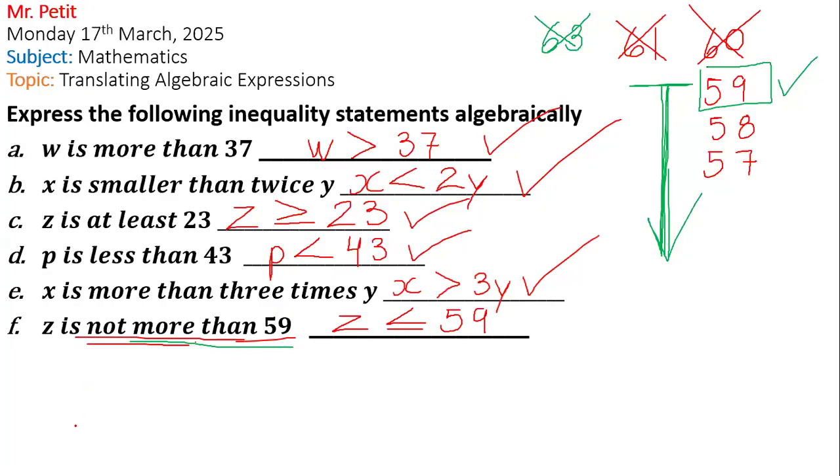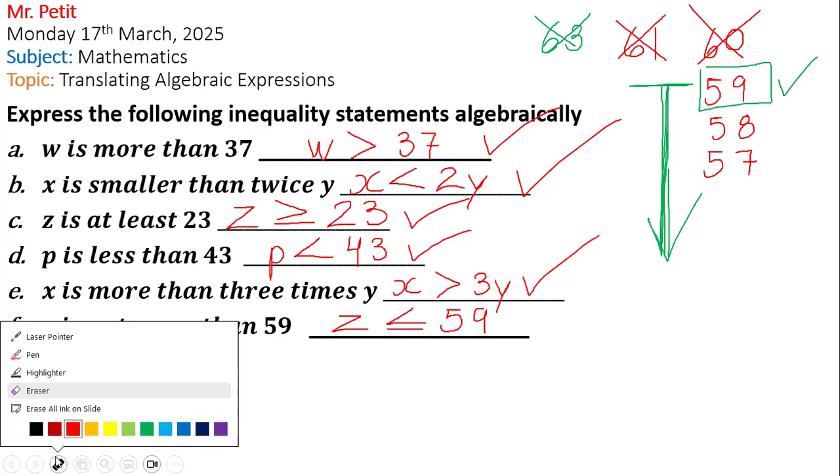All right, Z is not more than 59. Are these questions easy for y'all? Let me know if you got the hang of it. Yes, sir. Getting there.